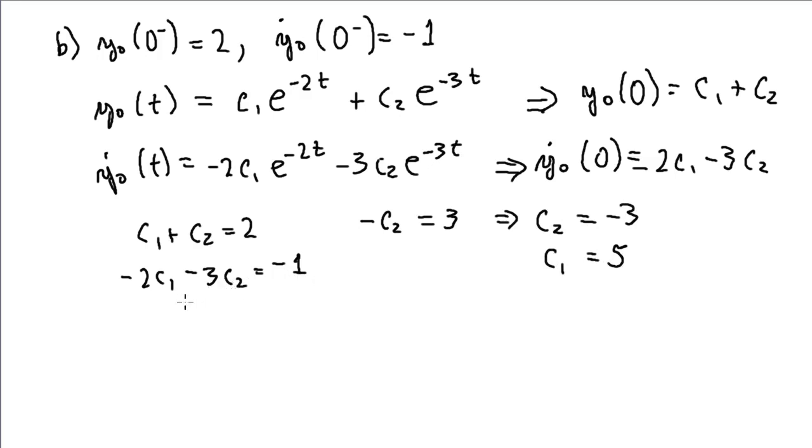Plug those two values into the bottom equation just for a check. Minus 2 times c1, which is 5, gives me a minus 10. And then I'll have minus 3 times minus 3, that's plus 9. So minus 10 plus 9 is equal to minus 1, so it checks. So this is the solution to this pair of equations.